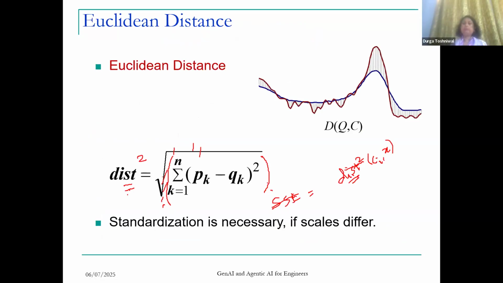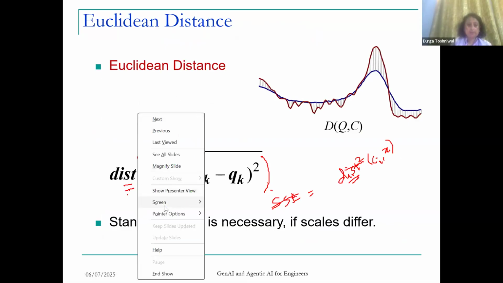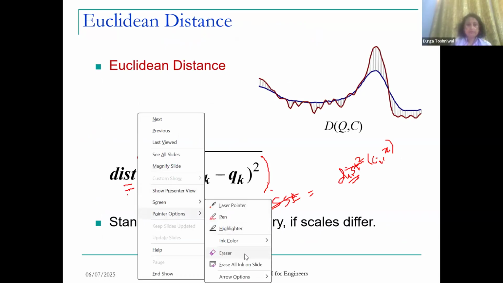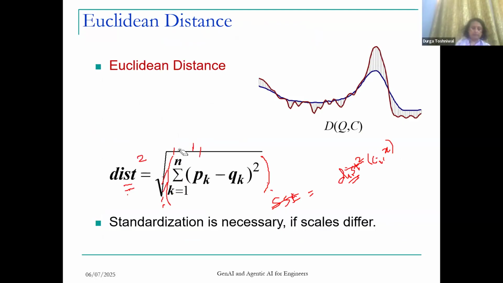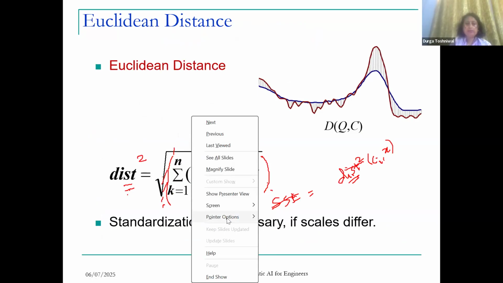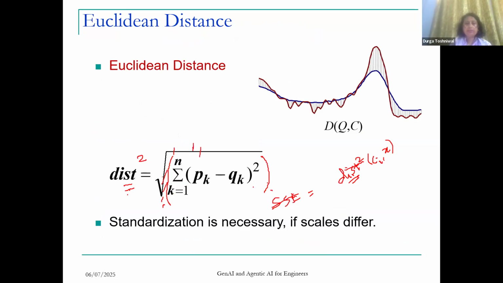Okay, so I had done some annotation. However, please let me choose the eraser and see if I can. So actually, I had done this earlier to save time. So anyway, please look at this expression, which is Euclidean distance, which is just shown here for your convenience again. And this is the root of the square of distances.